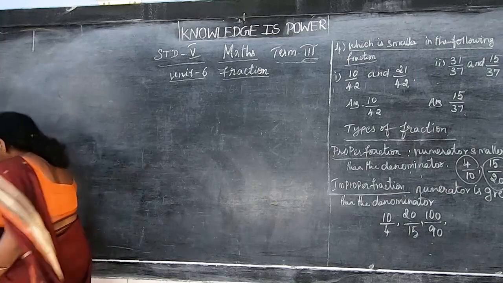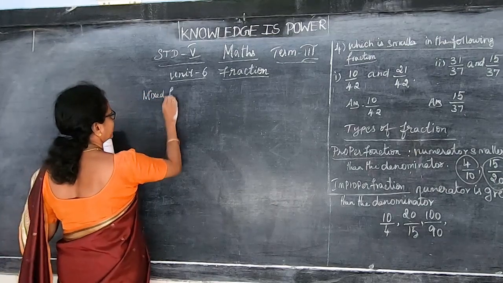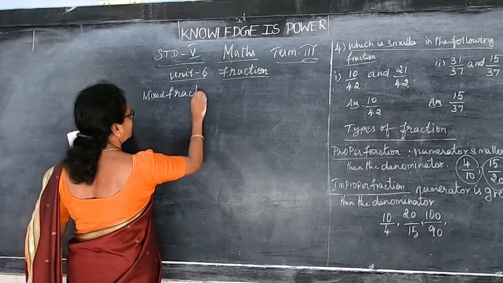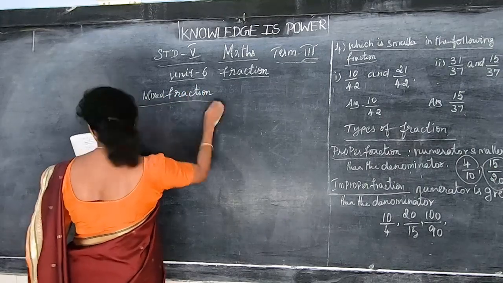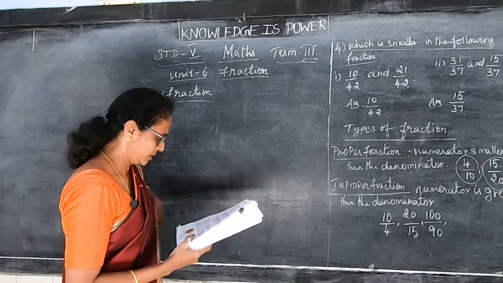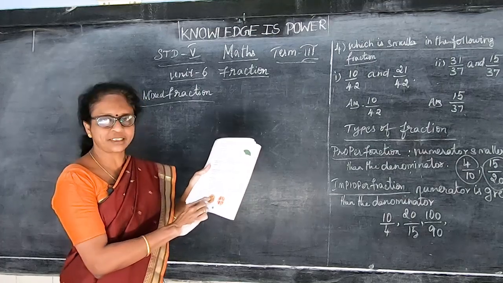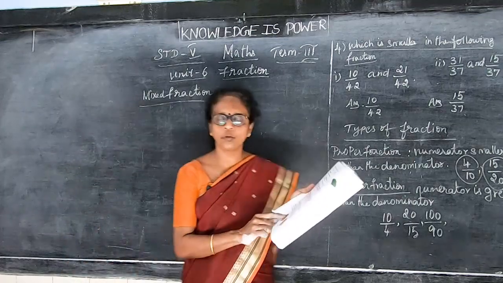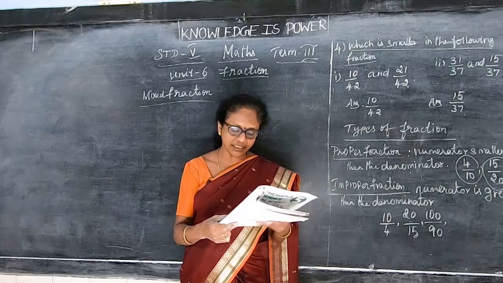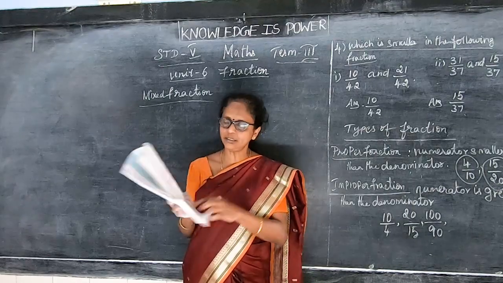So next one is the mixed fraction. In this mixed fraction, there will be a whole part and a fraction part. If you have a dosai, one dosai is there, okay? So this is the whole part. If you cut it into 4, that is the fraction part. So 1 part out of 4 parts is the dosai.